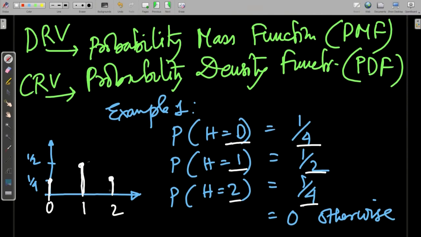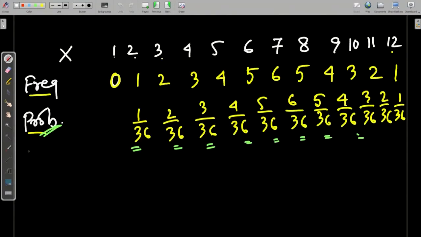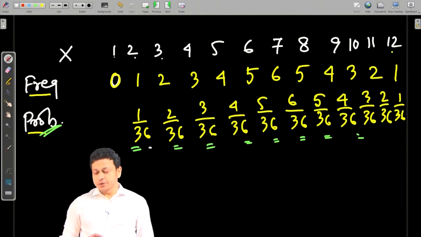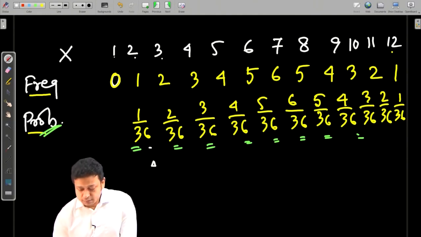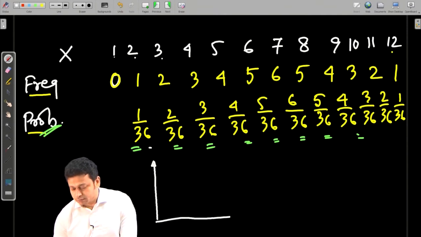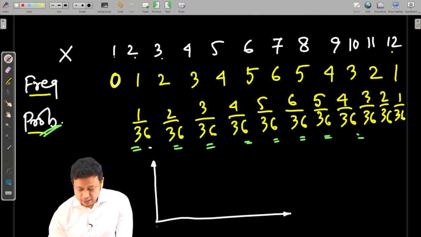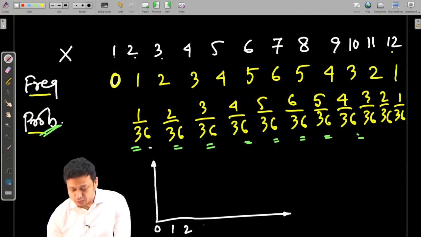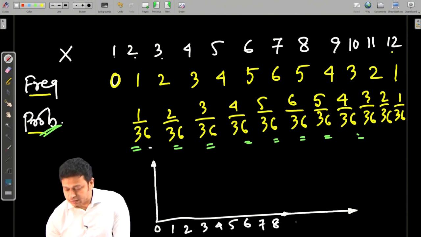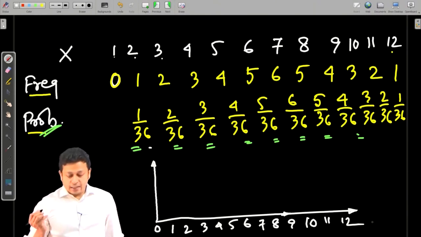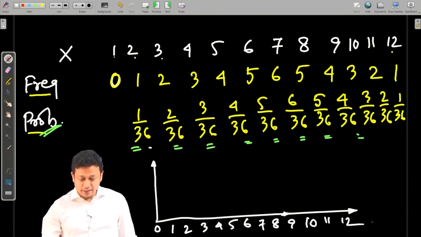We may call it a packet of probability. Also, we had this example which we did previously, and if I plot it, let us say this is the values of x: 0, 1, 2, 3, 4, 5, 6, 7, 8, 9, 10, 11, 12, and I get the probability values here.